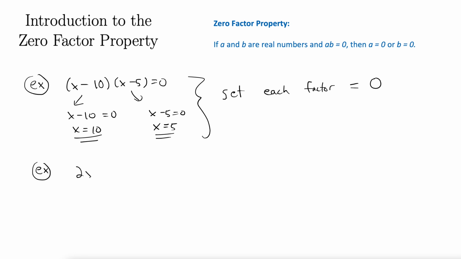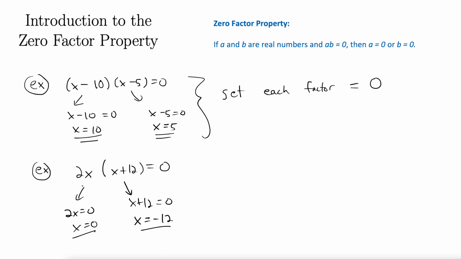Okay, here we have 2x times (x plus 12) equals 0. Okay, so we have two factors here. We have 2x, so 2x equals 0. And then we have x plus 12 equals 0. All right, well here we can divide both sides by 2. That gives us x equals 0. And we can subtract 12 from both sides, giving us x equals minus 12.